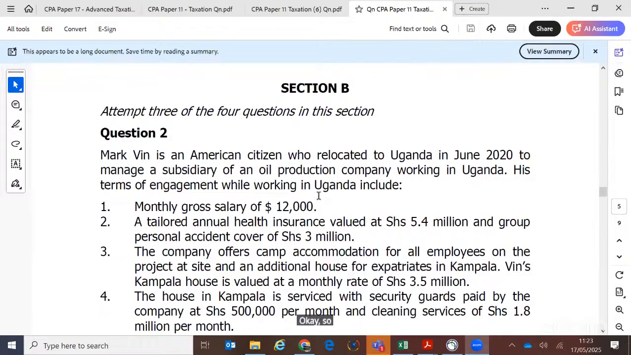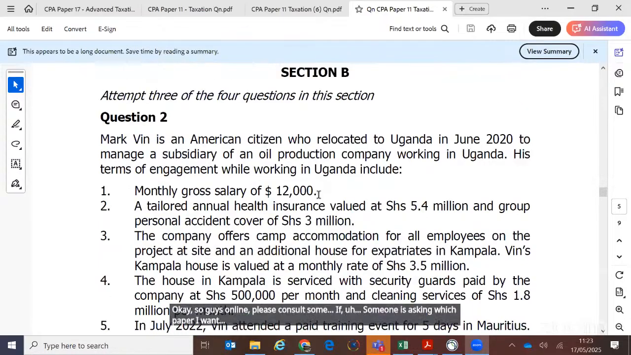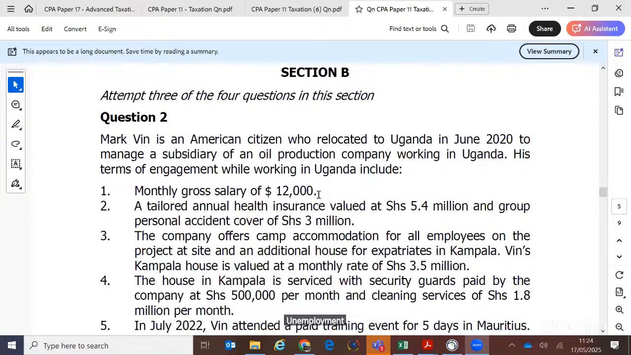Okay, so guys online, please confirm. Someone is asking which paper. There's no specific paper here. I want you to look at your question bank and get any employment income number. Get any number on employment. Look at your question bank and make sure you get a number on employment.